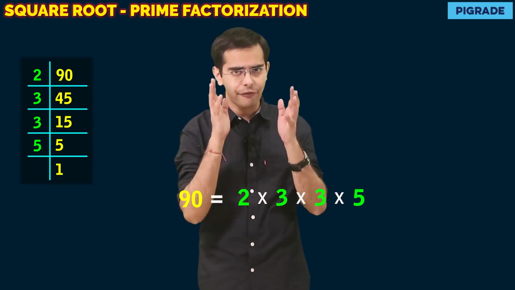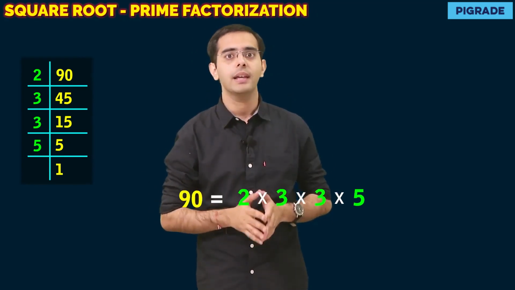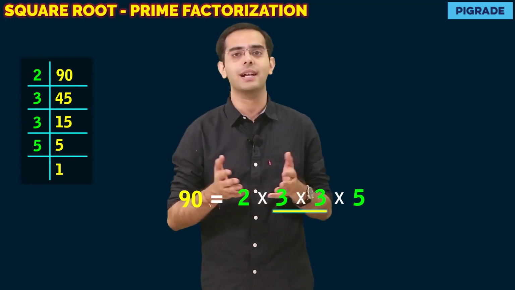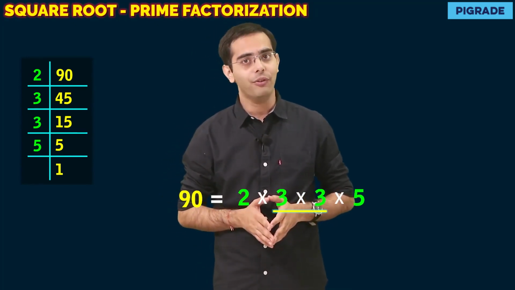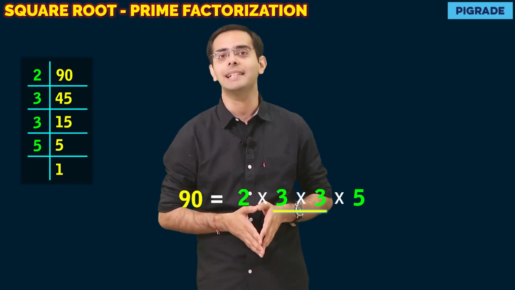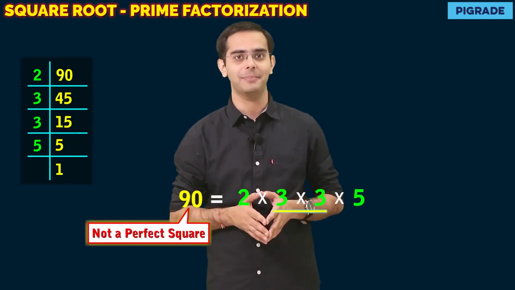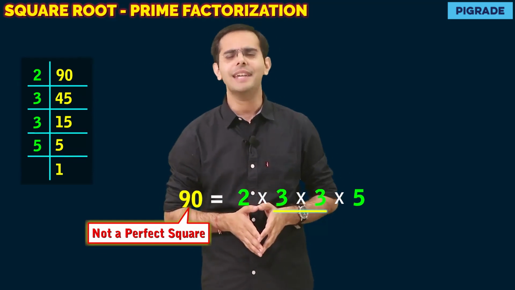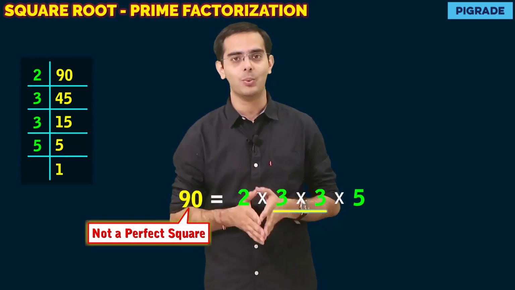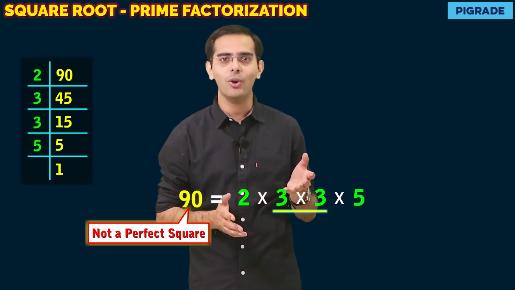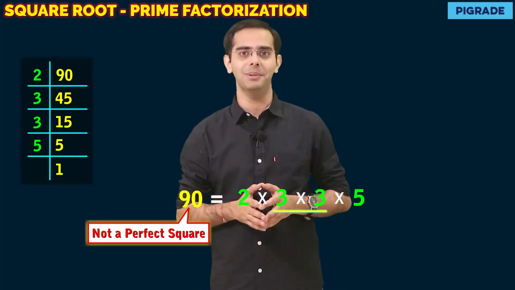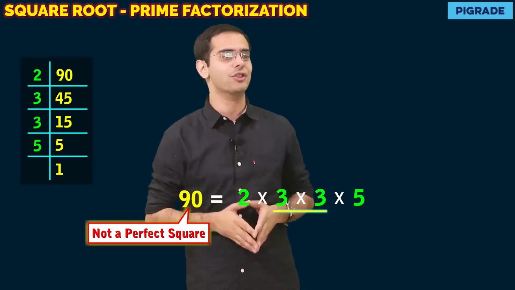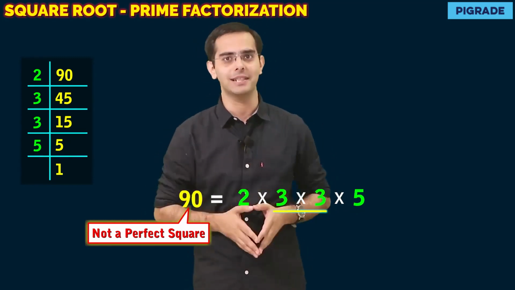Now students, just carefully observe here. Here only 3 is in pair, while 2 and 5 do not occur in pairs. Therefore, we can easily conclude that 90 is not a perfect square. And now the question arises, can we make this 90 a perfect square by either multiplying or dividing it by any number? So for that, observe the prime factorization properly and think about it.